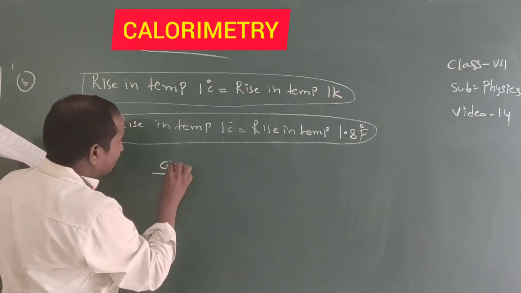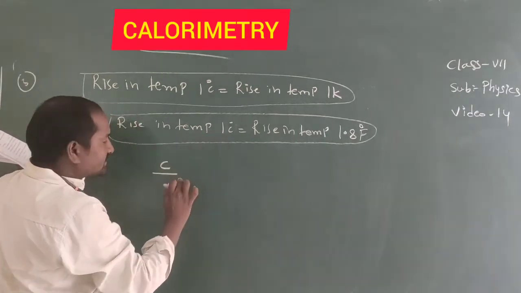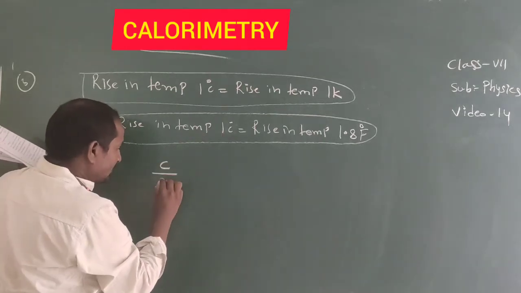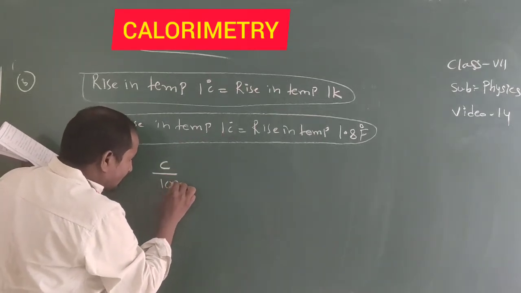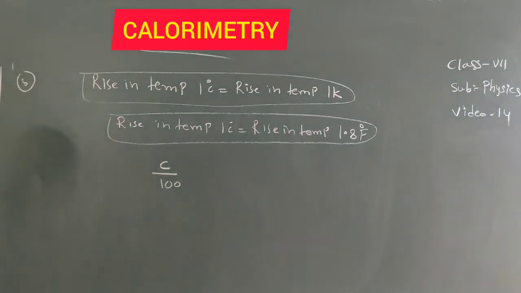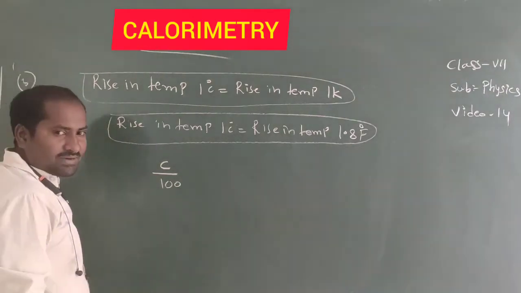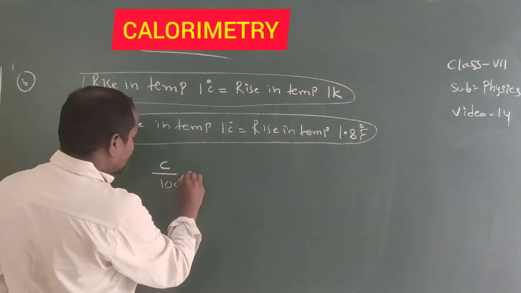Here C equal to 1 number. Rise in temperature in Celsius equal to 1. So C by number of degrees in Celsius, that is equal to 100. Number of degrees in Celsius equal to 100.